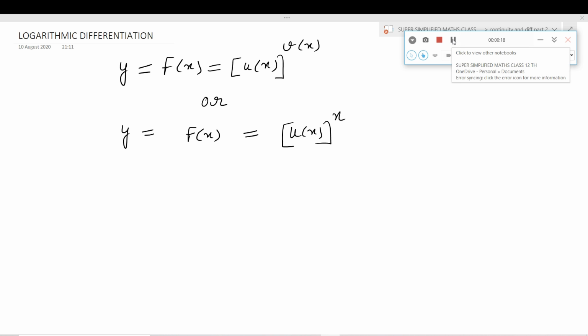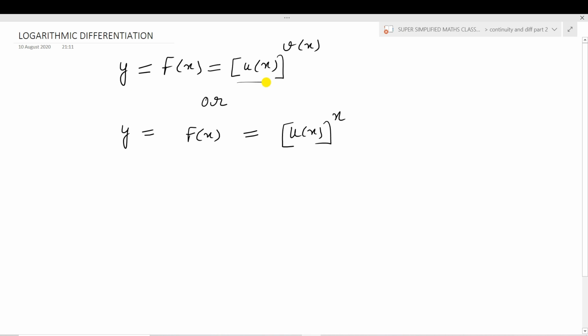As you can see, y is equal to f(x) is equal to u(x) raised to the power v(x). So when one function is raised to the power of another function, or if we have y is equal to u(x) raised to the power x, whenever we have x in the power, or any function of x in the power, we are going to use logarithmic differentiation. Suppose you have this function y is equal to f(x) of this form, u(x) raised to the power v(x).